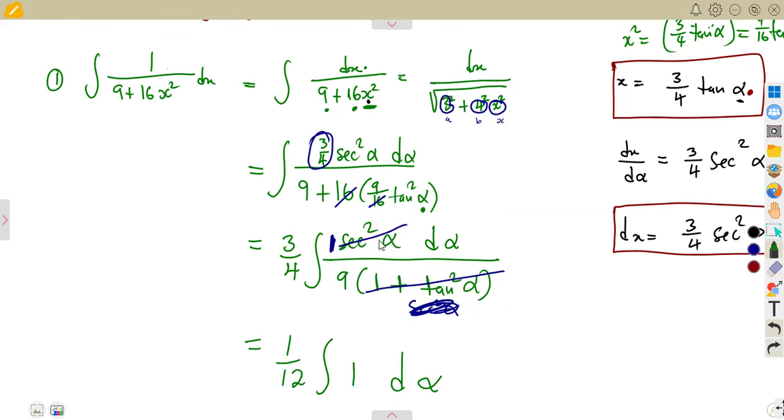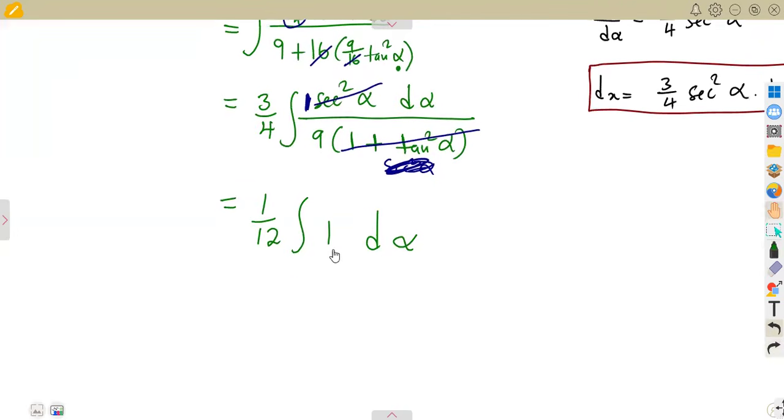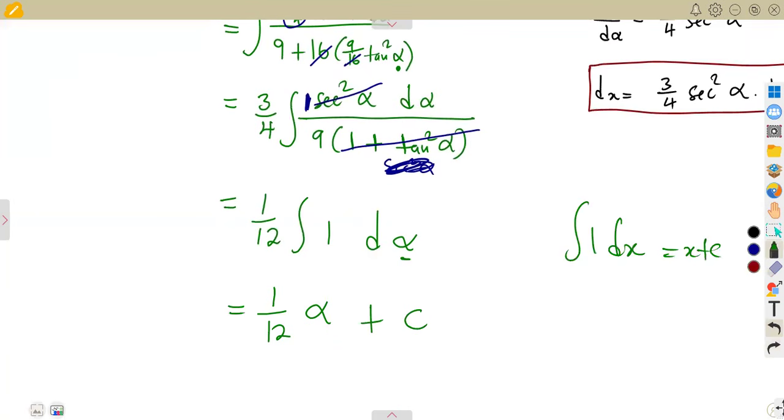Yes, it's cancelled, it's true, but it's with respect to alpha. Meaning to say, if it was with respect to x, integrating 1 with respect to x, that is x. So this is with respect to alpha. If you integrate 1 with respect to alpha, what are you going to have? This is alpha plus the constant of integration. It's just like integrating 1 with respect to x, that is x plus c.